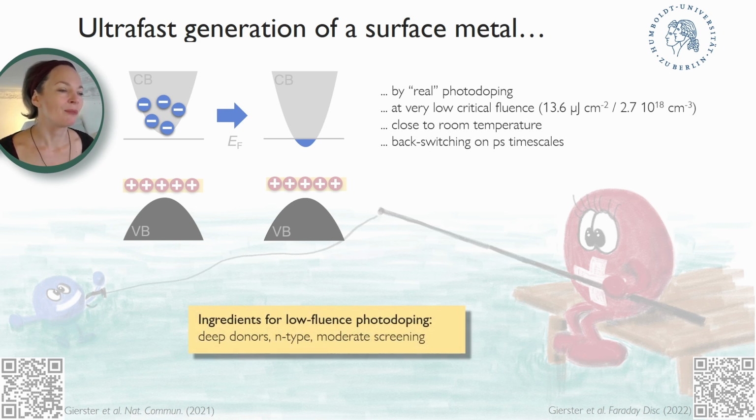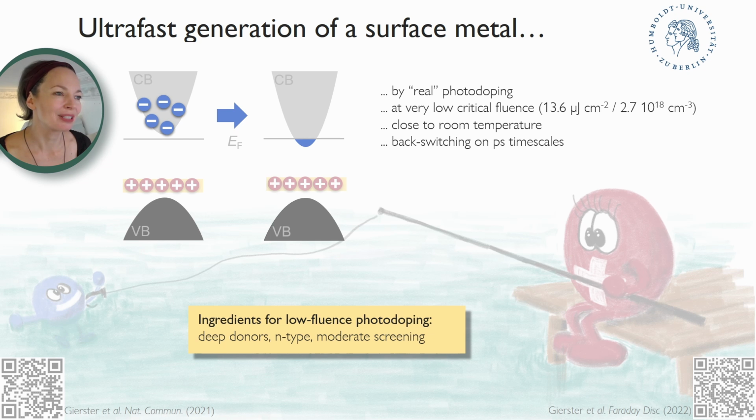Finally, I would like to emphasize that this is not a zinc oxide specific phenomenon. In principle, you only need a wide bandgap semiconductor that exhibits deep donors. It should be N-type and should exhibit moderate screening in order for the defect excitons to have a sufficiently large binding energy to cross the Fermi energy.